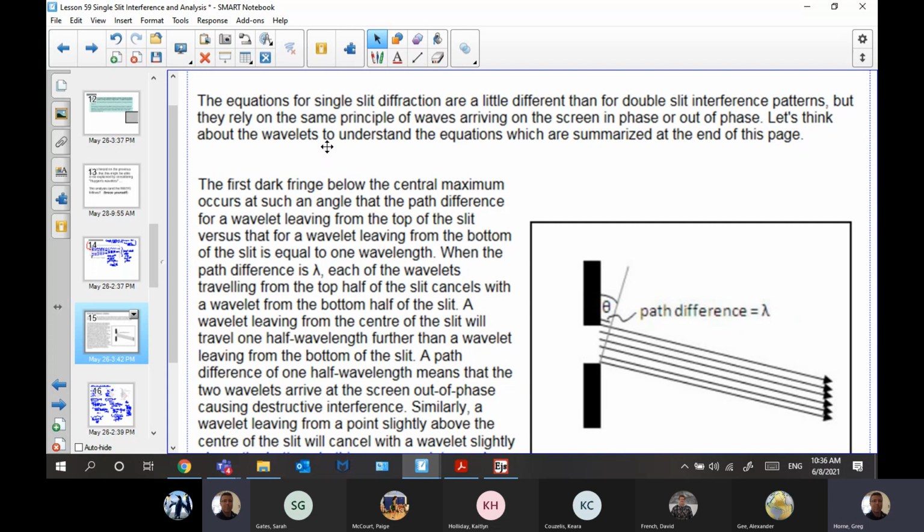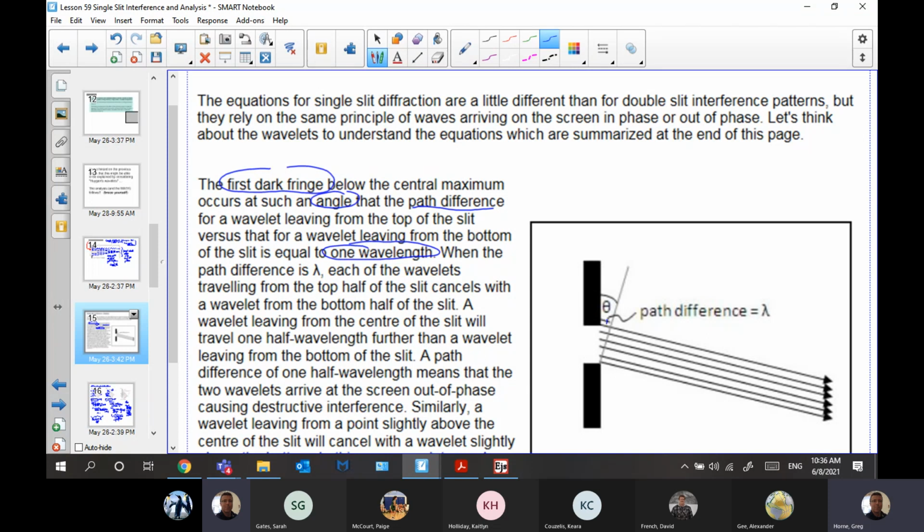So they're saying, okay, well, which part do I want to focus on here? The first dark fringe below the central maximum. They said it occurs at such an angle that the path difference is going to be one wavelength, and we're going to analyze why. Okay, so for the first dark fringe, it's going to have an angle so that the path difference is one wavelength.